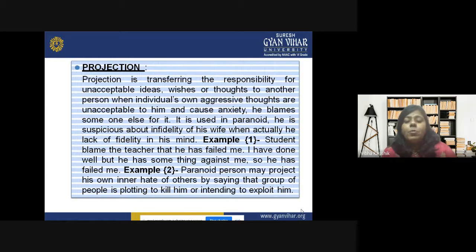Now, example 2: a paranoid person may project his own inner hate of others by saying that a group of people is plotting to kill him or intending to exploit him. What he is doing is projecting his own inner hate of others by saying that a group of people is plotting to kill him or intending to exploit him.